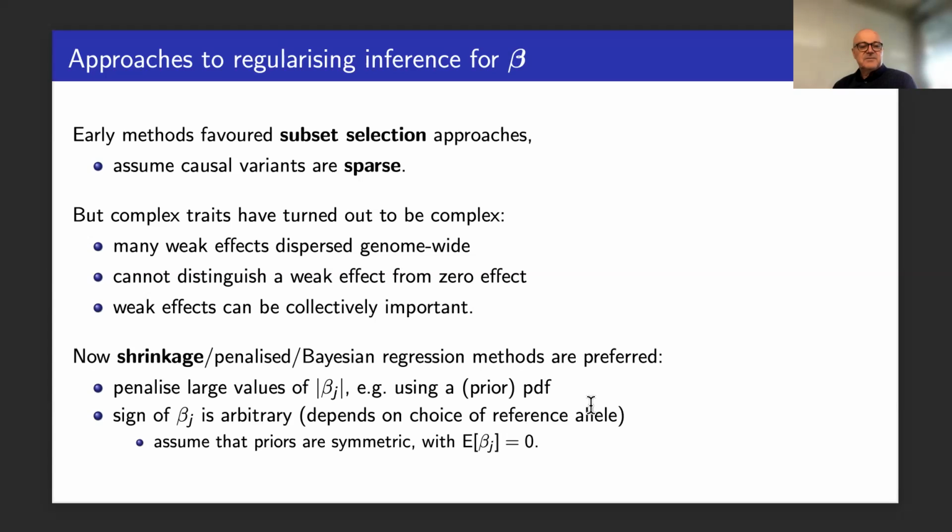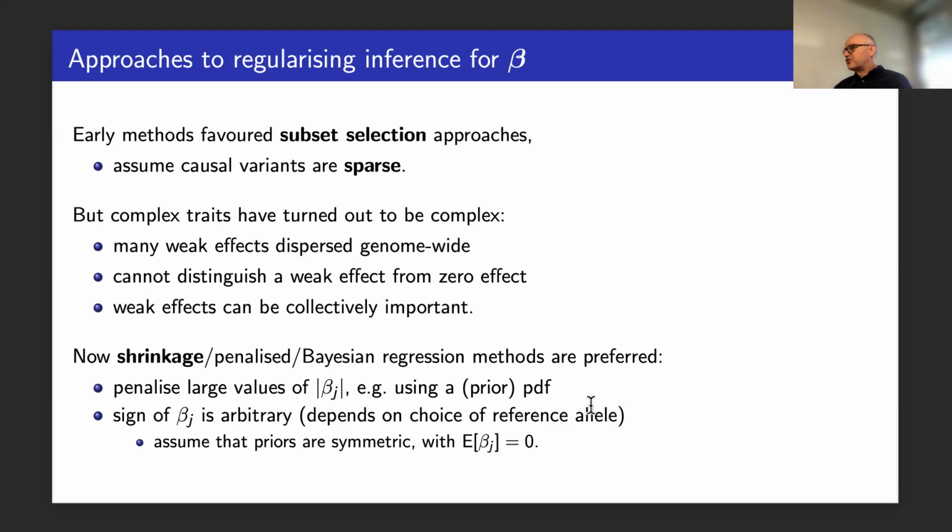One of the many standard assumptions here is that because the sign of the beta is arbitrary, and for a diallelic SNP you can swap the sign by just swapping which one is the reference allele, most people have assumed that any effect size distribution, any penalty function, is symmetric with a mean of 0. Let me just say I'm going to stick to penalty functions always being probability distributions, so we can use the Bayesian language of prior and so on. So the prior distribution is symmetric about 0 and therefore has a mean of 0.